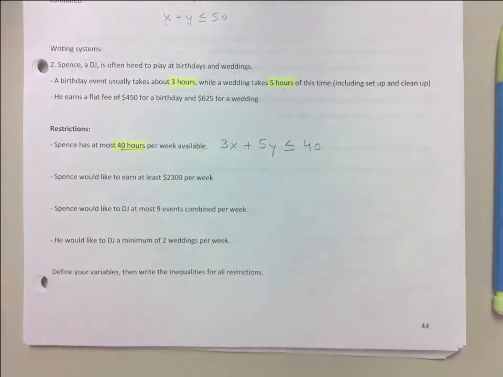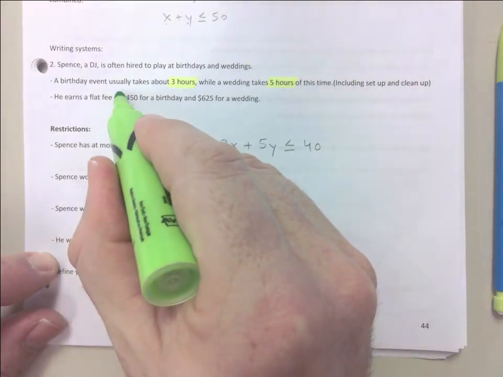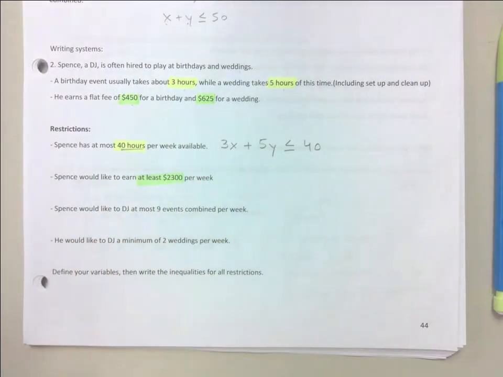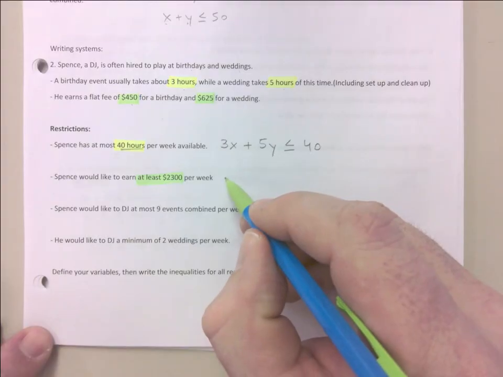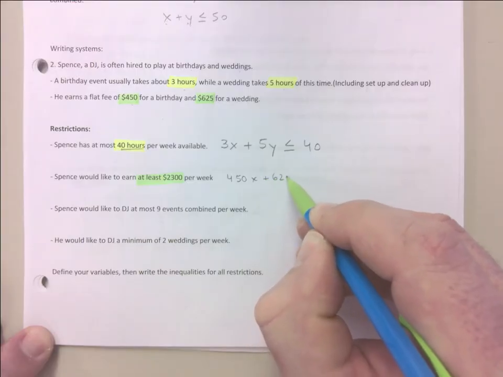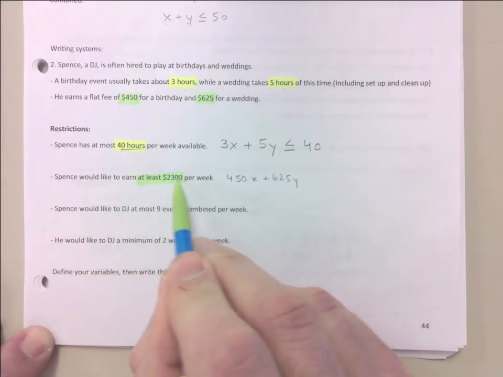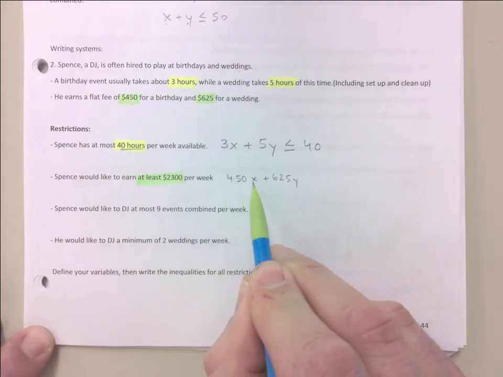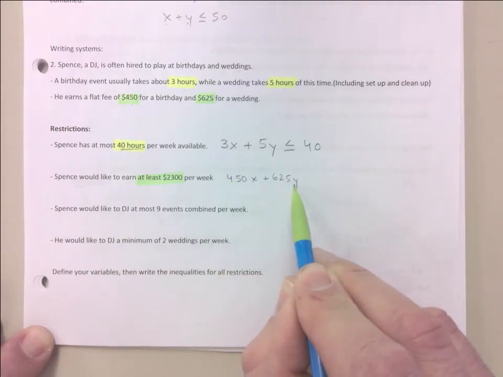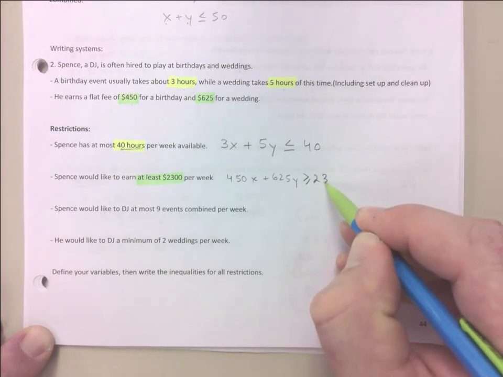Let's do one more. Next is money, okay? You would like to earn at least $2,300. I'm going to look at the dollar amounts that I have there. I'm going to use that to write my inequalities. So if it's 450 for a birthday, 625 for a wedding, right? And you want to earn at least $2,300, that means that whatever number of birthday parties and weddings you run, you want that to be greater than or equal to 2,300.